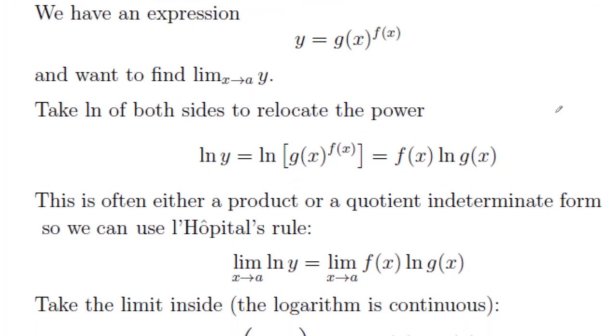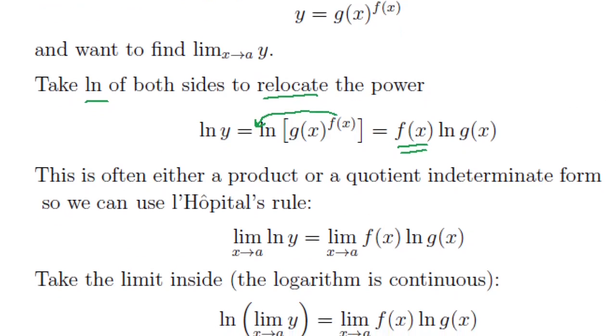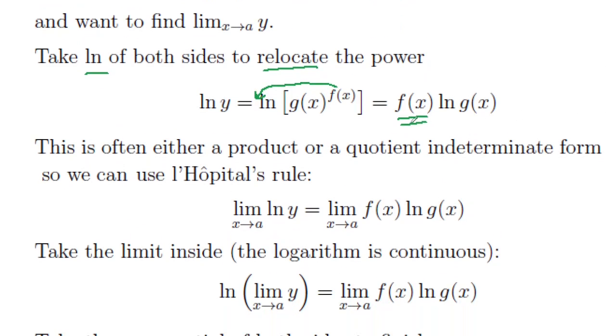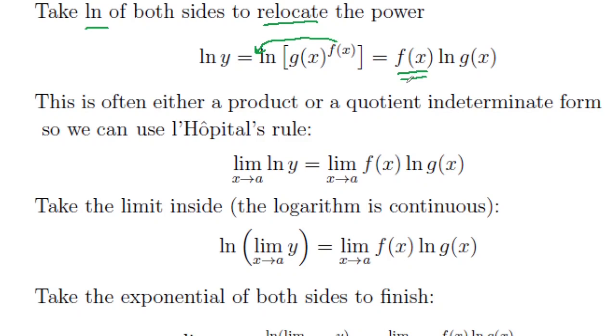The process simply involves taking the natural log of both sides, that way to relocate the power using the property of logarithms. f of x comes out to the side. Now this expression is either a product form 0 times infinity or a quotient form already. If it is product, we convert it to quotient in the manner we just described. So we take this ln of y and apply L'Hopital's rule to find the limit as x goes to a.